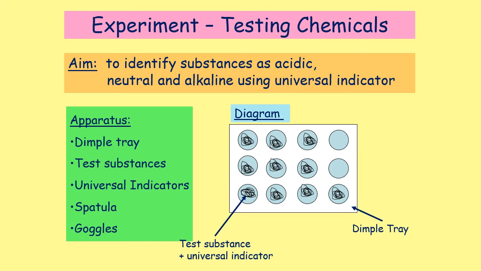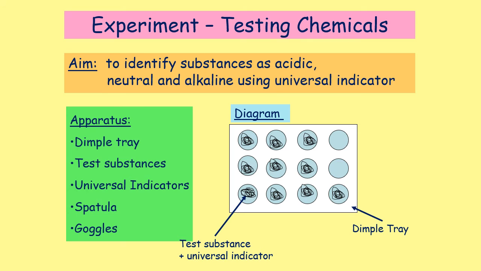So if you're in the lab and we are trying to test chemicals to see if they're acid or alkaline, the setup that we would do is we would use a dimple tray. Now that's just a rectangle that's got some circles on it, and you can put chemicals in the circles. What you would do is put the material in one of the circles and then using a dropper add some universal indicator to it to detect it. You would need to make sure you're wearing goggles because you are working with acids and alkalis and they can be dangerous to your eyes.